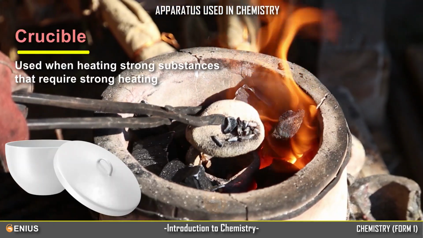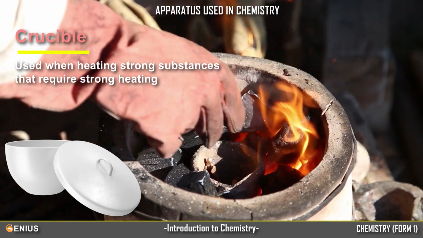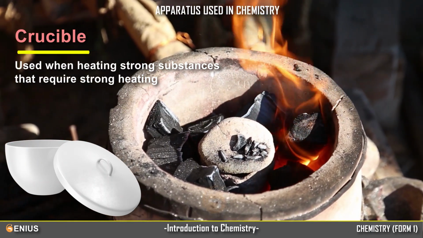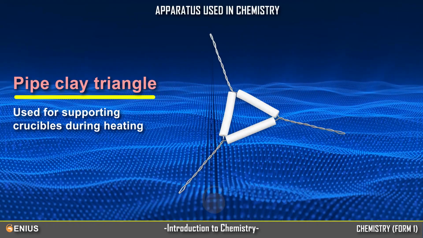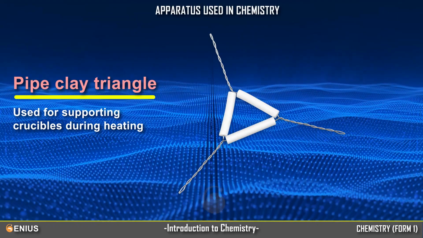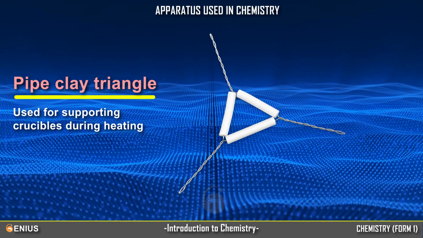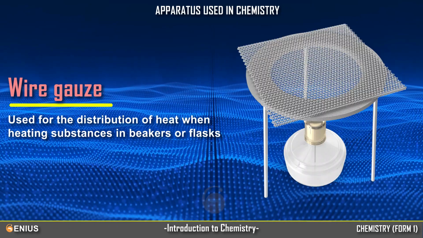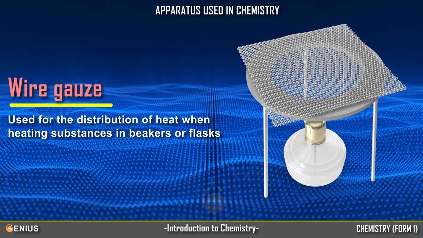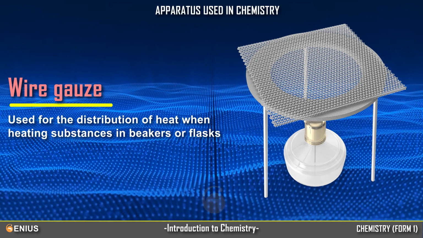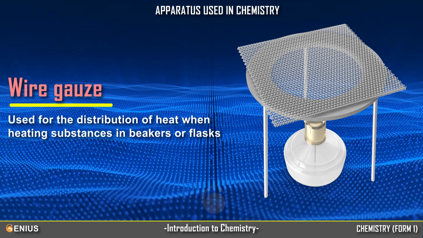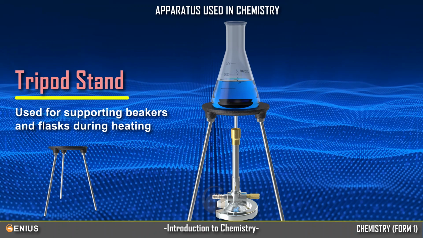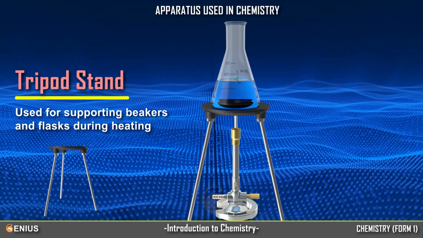Crucible. Used when heating strong substances that require strong heating. Pipe clay triangle. Used for supporting crucibles during heating. Wire gauze. Used for the distribution of heat when heating substances in beakers or flasks. Tripod stand. Used for supporting beakers and flasks during heating.